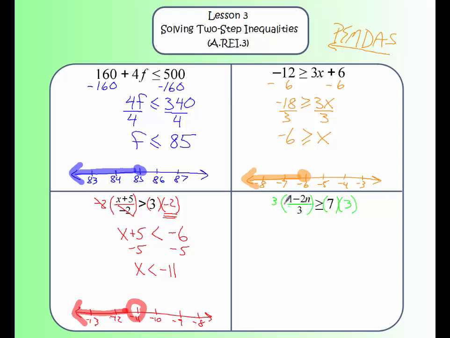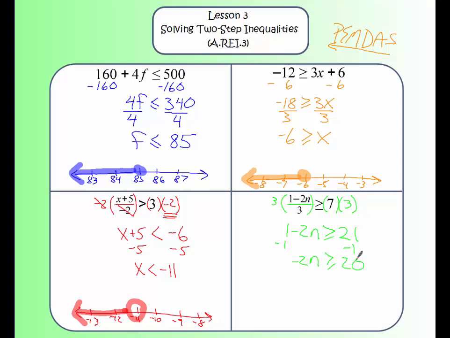So 3 over 3, the reason I'm doing that is so they'll go away, they become a 1, and I'm left with just 1 minus 2n is greater than or equal to 7 times 3, which is 21. Now, I did not need to change the direction of my inequality because I was multiplying by a positive number. The next thing I want to do is get rid of this 1, so I would subtract 1 from both sides, leaving me with negative 2n is greater than or equal to 21 minus 1 is 20.